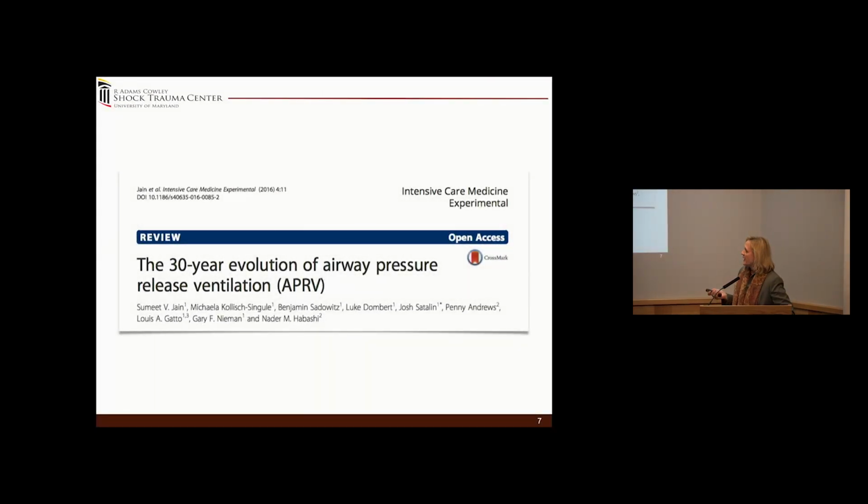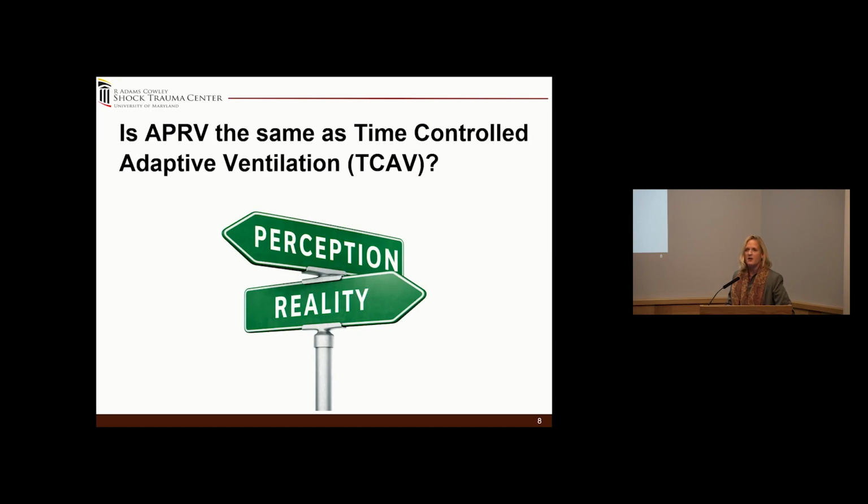We actually looked at a 30-year evolution of APRV because we wanted to look at what exactly we are studying here. If you read this paper, you see it is all over the place. It's called APRV, from pressure control, 1 to 3, 1 to 1, 2 to 1, 4 to 1, it's all over the place. So I wanted to break this down, and you're going to hear maybe a new term to some of you: we call it TCAV. Is APRV the same as time-controlled adaptive ventilation? As Luigi has mentioned several times today, it's the personalization of a mode to a patient. So, the mode versus the method.